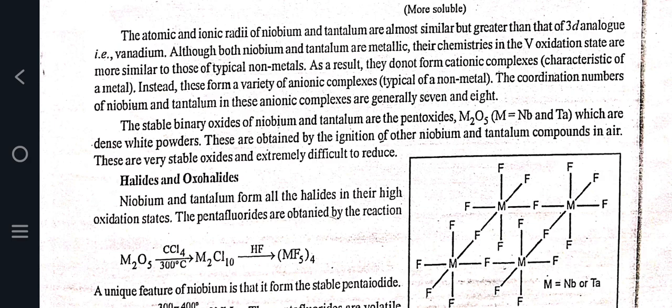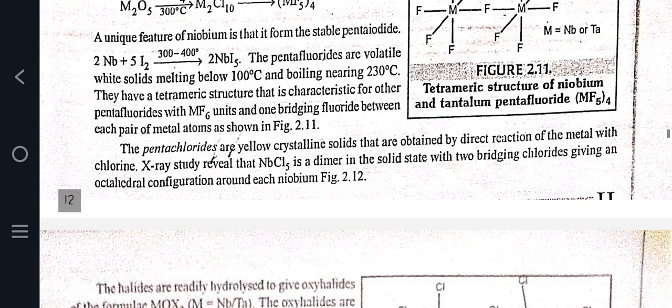Halides and oxohalides. Niobium and tantalum form all the halides in their high oxidation state. The pentafluorides are obtained by the reaction. A unique feature of niobium is that it forms a stable pentaiodide. The pentafluorides are volatile white solids melting below 100 degrees Celsius and boiling near 230 degrees Celsius. They have a tetrameric structure that is characteristic of other pentafluorides, with an MF6 unit and one bridging fluoride between each pair of metal atoms, as shown in figure 2.11.